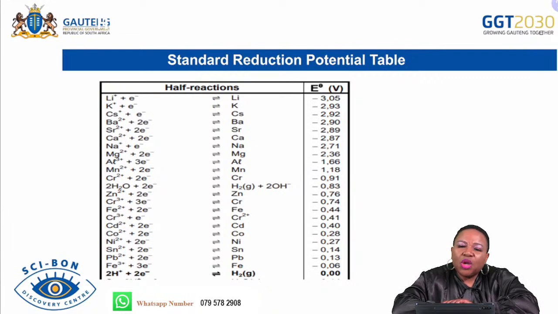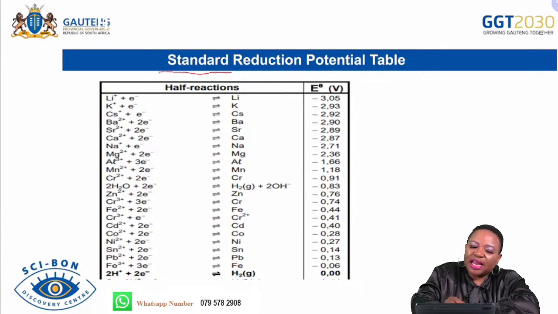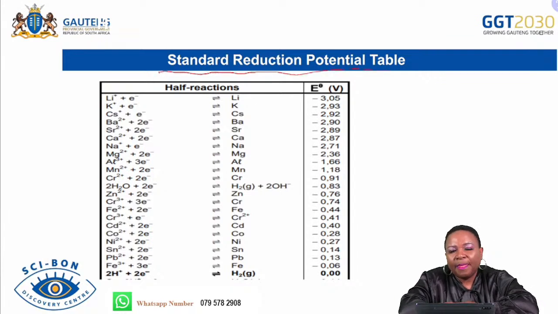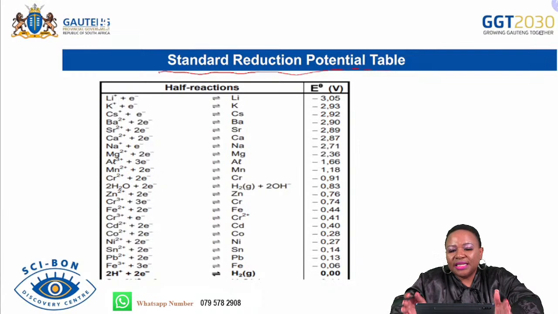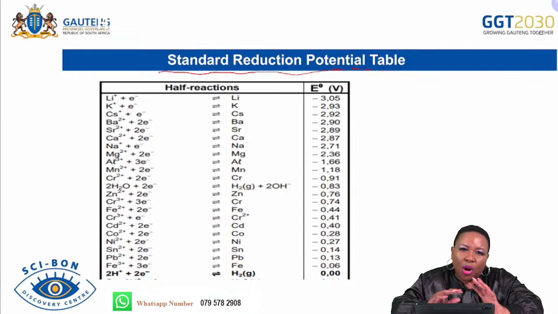Now, we are saying we are going to have two half cells, where one undergoes reduction and the other undergoes oxidation. What are we going to use to see which half cell will undergo oxidation and which half cell will undergo reduction? We have our standard reduction potential table. Our standard reduction potential table is going to be provided to us as one of the documents, as a data sheet. Therefore, it is very important to know what this table is all about.